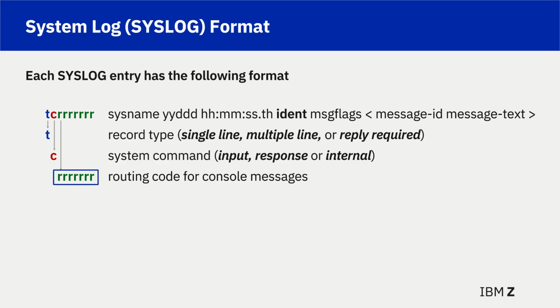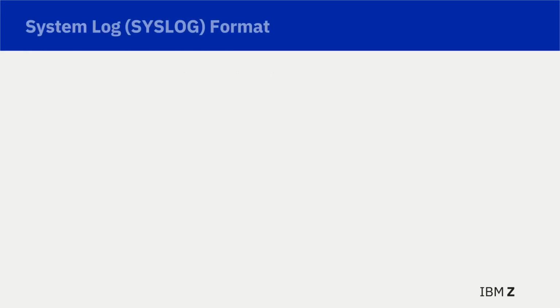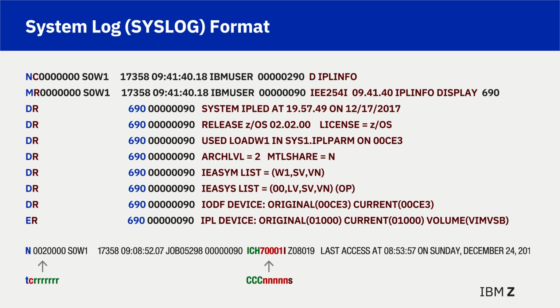Columns 3 through 9 are a routing code, which provides for system programmer environment customization to route specific messages to consoles in specific parts of the data center, such as print operations, tape management operations, etc. The chart is an example of a system log message.